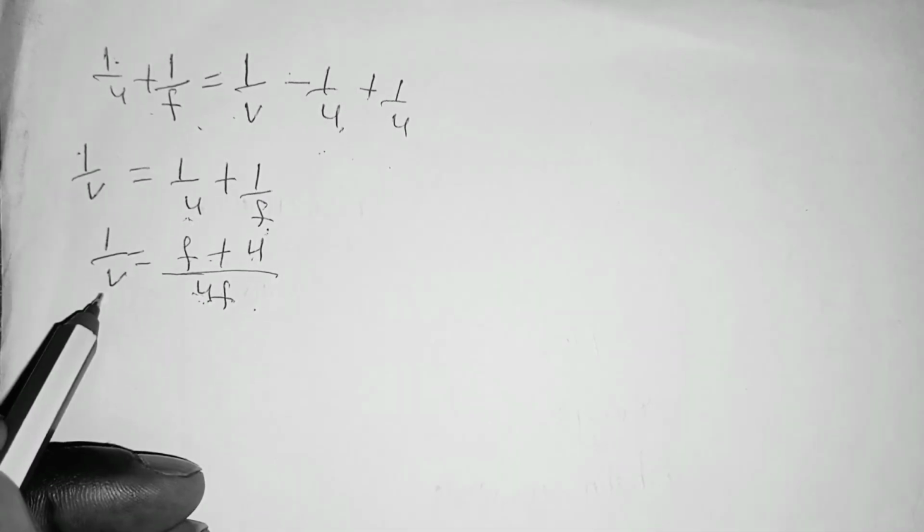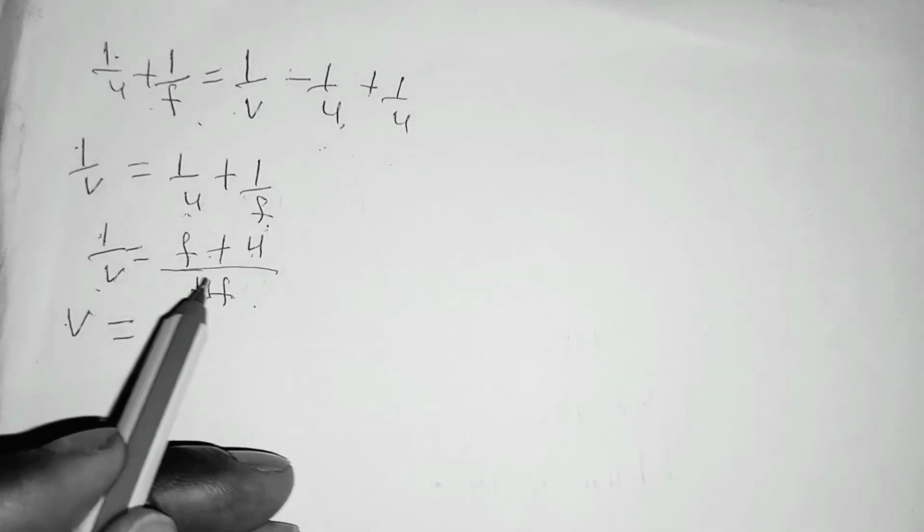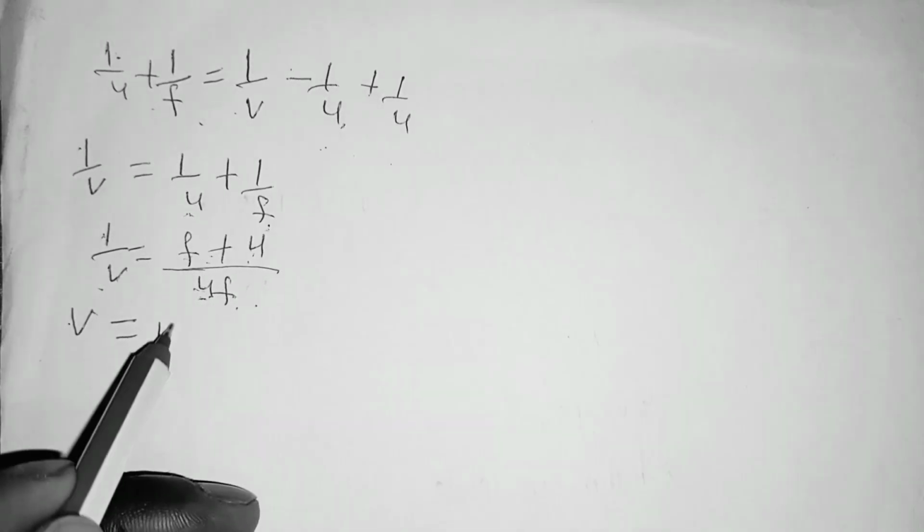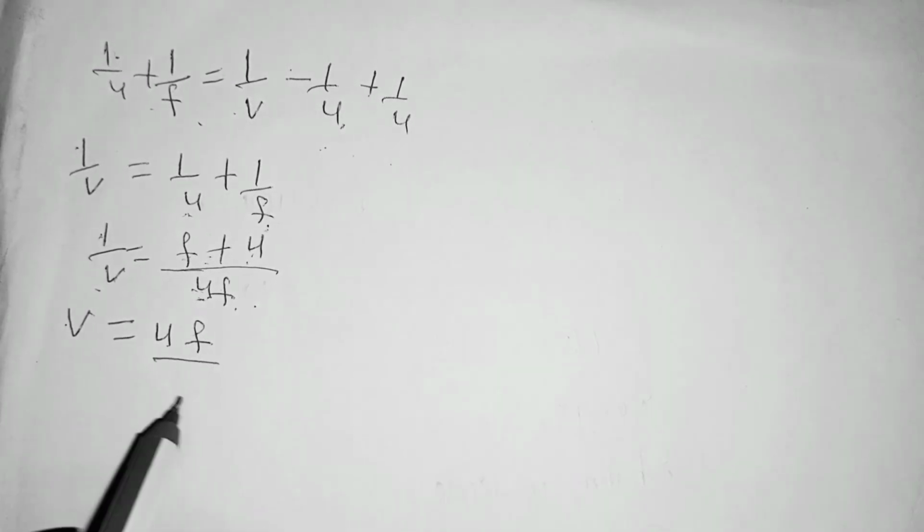So to obtain V, you take reciprocals. So the reciprocal of 1 over V is V, and the reciprocal of F plus U over UF is UF over U plus F.